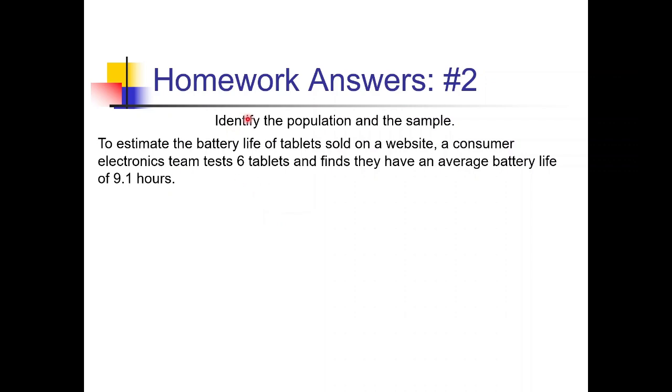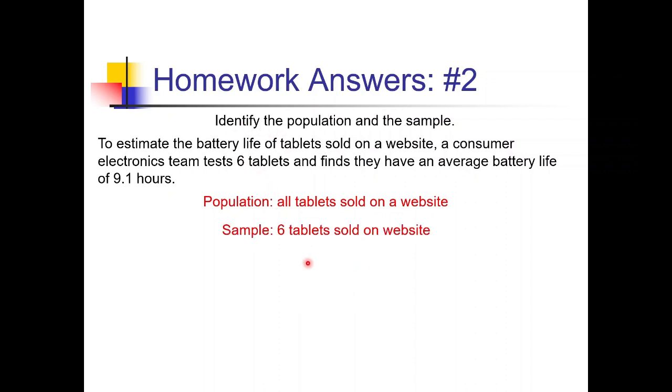For this problem, we're trying to figure out the sample and the population. So in this case, we have to estimate the battery life of tablets sold on a website. A consumer electronics team tests 6 tablets and finds they have an average battery life of 9.1 hours. So the population in this case is all of the tablets sold on the website, and then the sample is just the 6 that they actually tested.